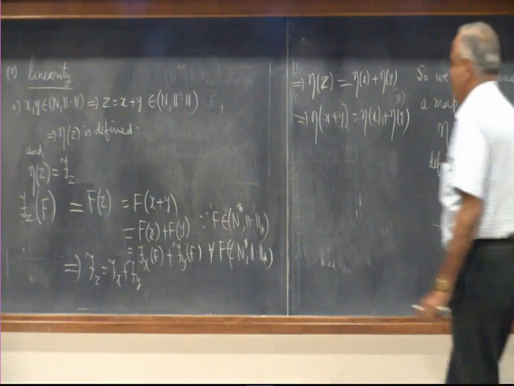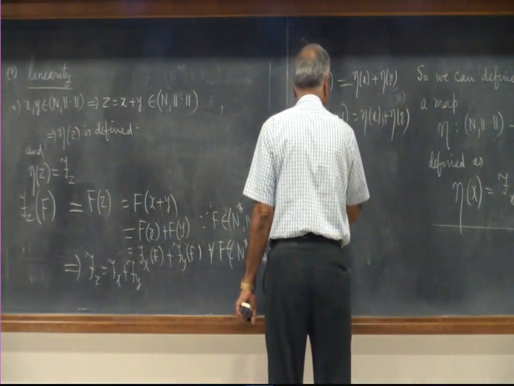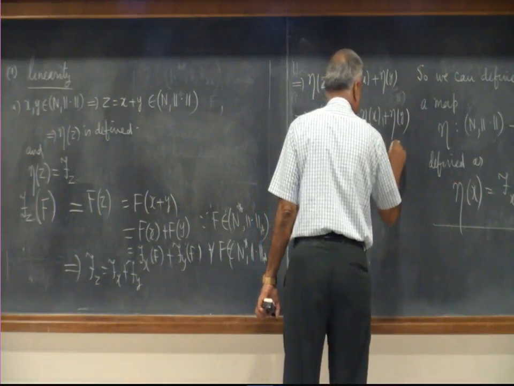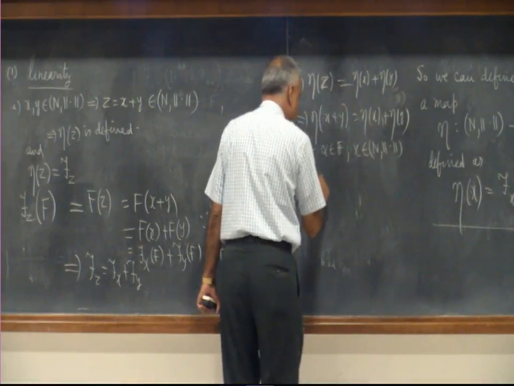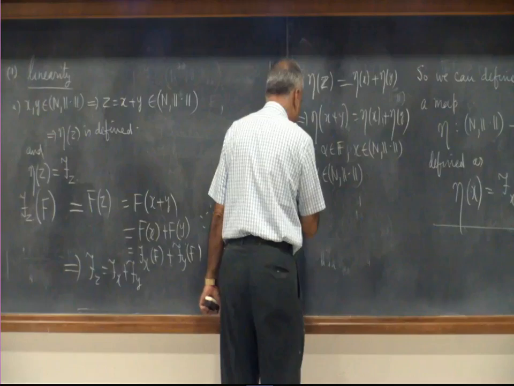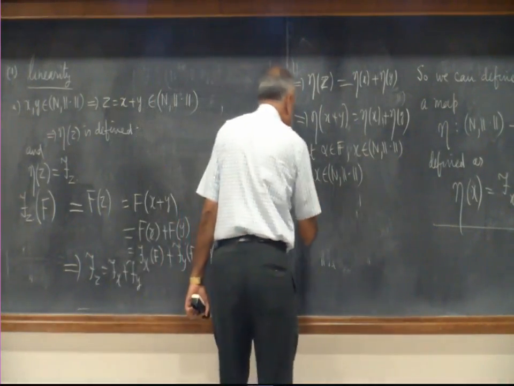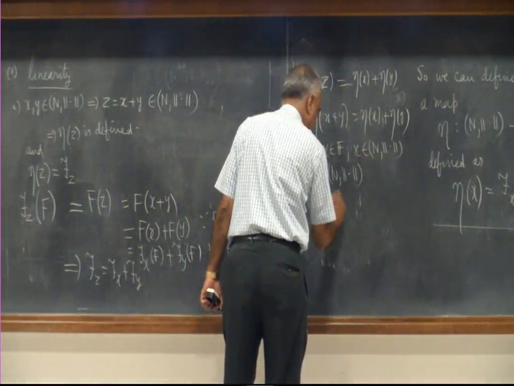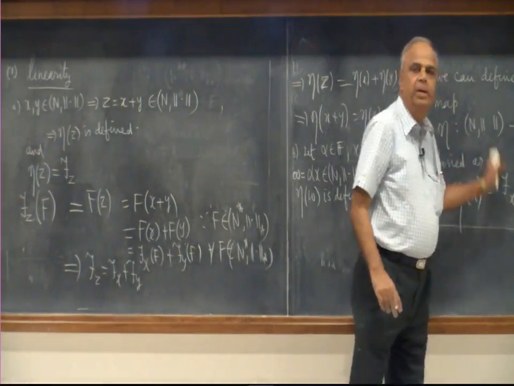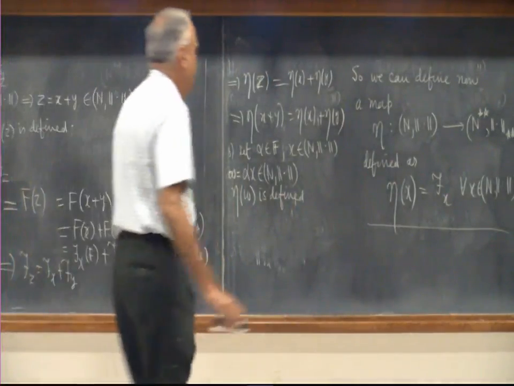Similarly, b, let alpha be any scalar and x in n, then alpha x also belongs to n. Let us call it w. w is alpha x. So eta w is defined, because eta is defined for every element in n. Alpha x belongs to n, and therefore eta w is defined.